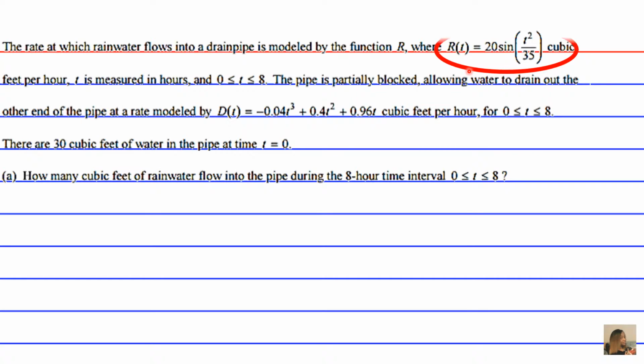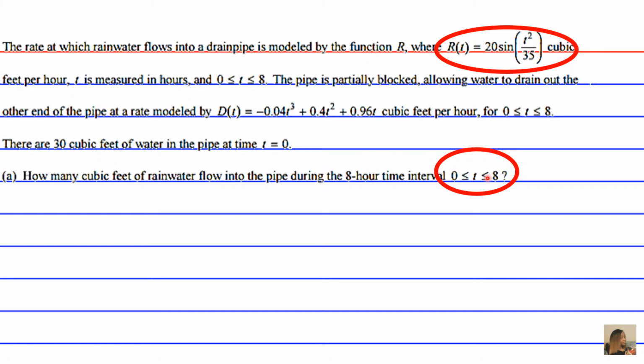All right, so here's our integrand. The integrand is the equation that we're going to integrate. It's going to be r of t equals 20 times the sine of t squared over 35 cubic feet per hour. And we're given our limits of integration, which are 0 hours and 8 hours, okay? So we want to know between 0 and 8 hours how much water flowed through the pipe, okay?